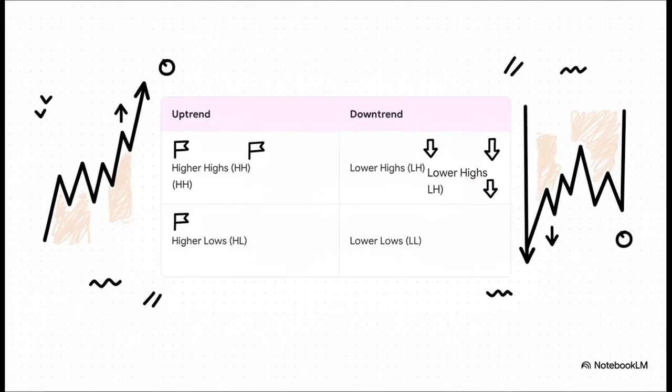So this, right here, this boils everything down. Forget all the complex indicators and squiggly lines for just a minute. These two simple patterns, higher highs and higher lows for an uptrend, lower highs and lower lows for a downtrend, that's really all the grammar you need to figure out the market's main direction.